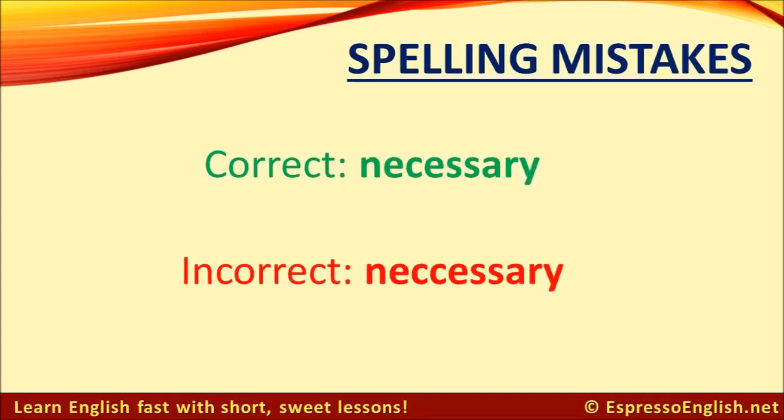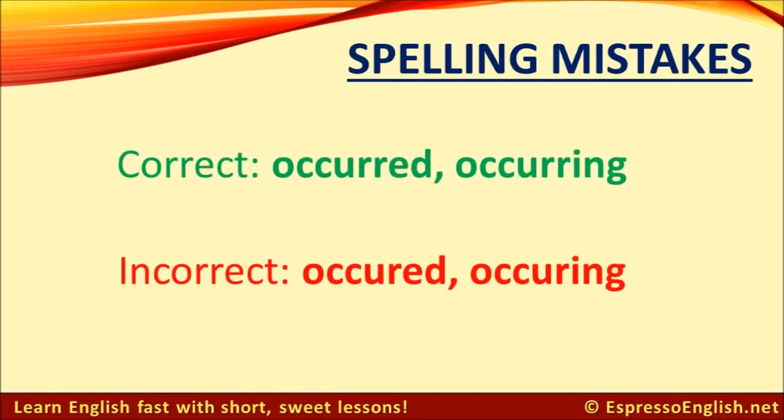Let's look at the word necessary. We only need 1 C and 2 S's in the word necessary. But in the words occurred and occurring, we need 2 C's and 2 R's. Now the base form of this verb, occur, has 2 C's and just 1 R at the end. But when we add the ED ending to make it past, or the ING ending to make it continuous, then we need to double the R, so we get occurred and occurring with 2 C's and 2 R's.